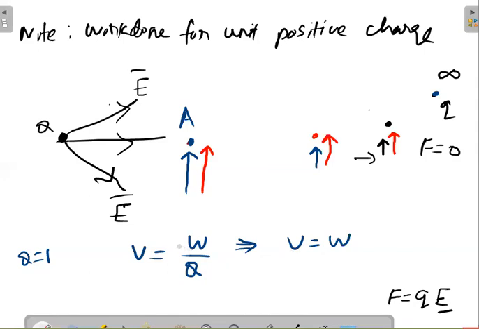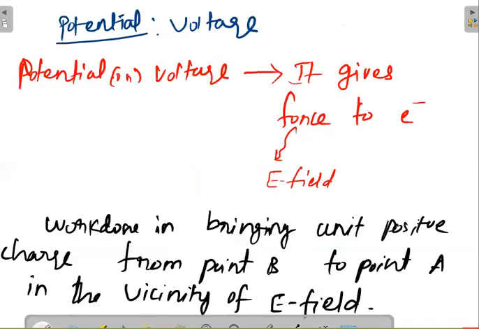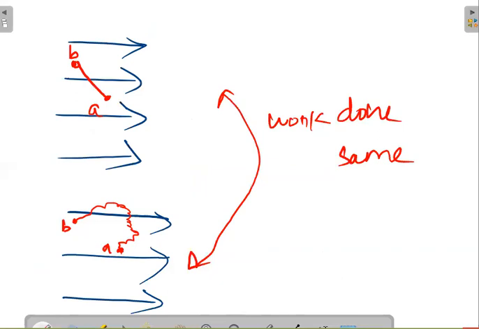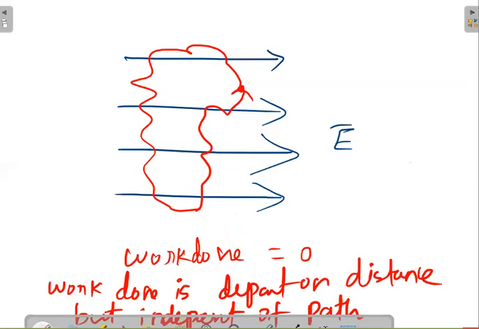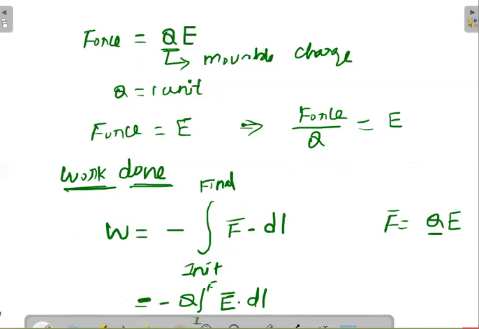By definition, it is the work done to bring the unit positive charge. So how can I replace my equation? Please recall your work formula first, because from work you get voltage where q is equal to 1. Work formula is minus q integral E dot dl. Once you put 1 in q, that is voltage.